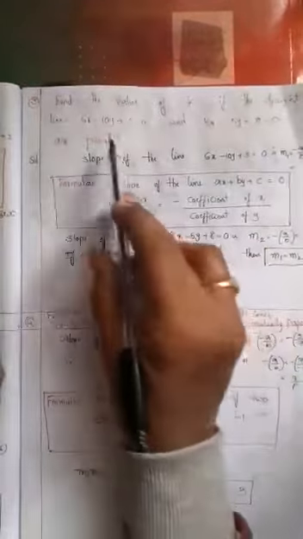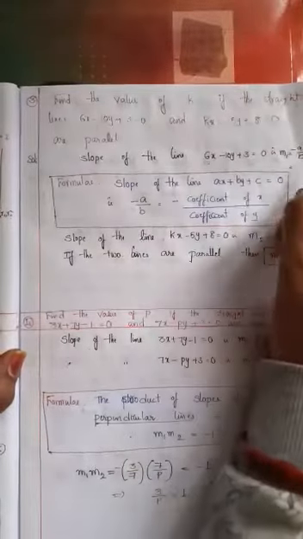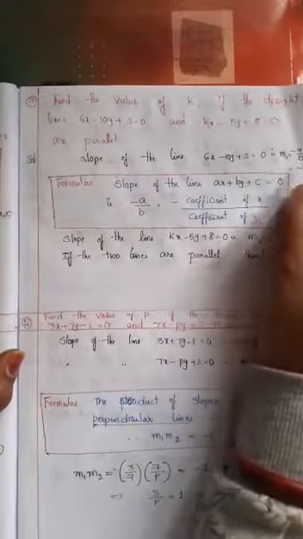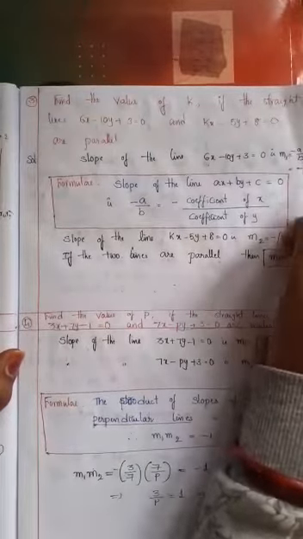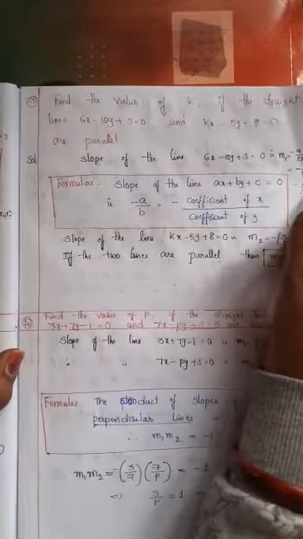So, what is the slope of this line? This is minus a. What is a? Minus of 6 by b. B value is minus 10. So, what do you have here? 2 threes and 2 fives. 3 by 5 we have.